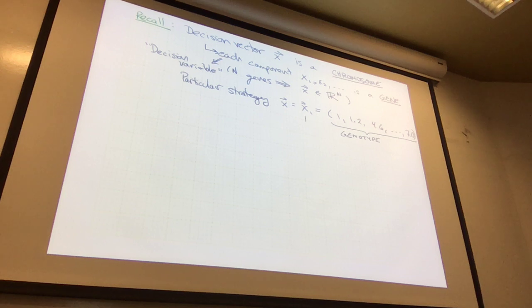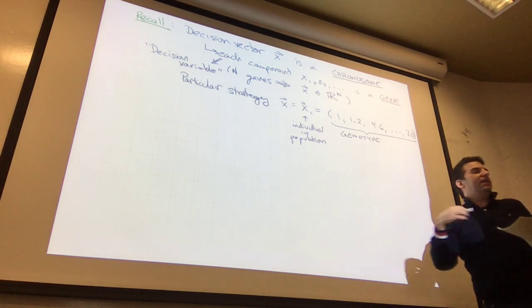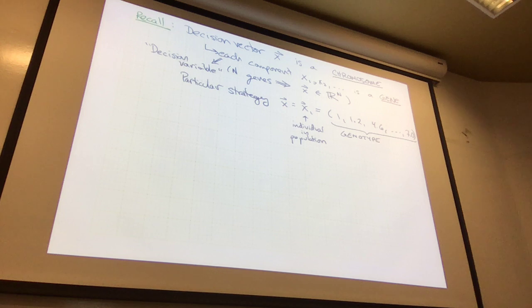So we can think of this as an individual in the population, and we can think of this as the individual's genotype. So I'm an individual in the population, I have a genotype, you all have your own genotypes, we have some variance in our genotypes, but just because we have variance in our genotypes doesn't mean we have variance in our fitness, and that's what we'll get to next here.